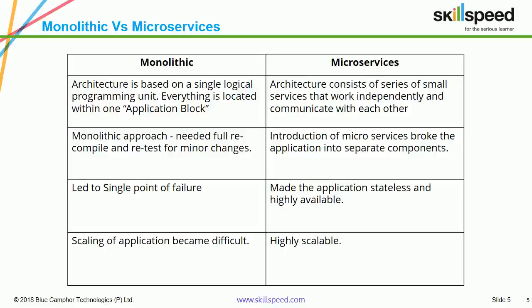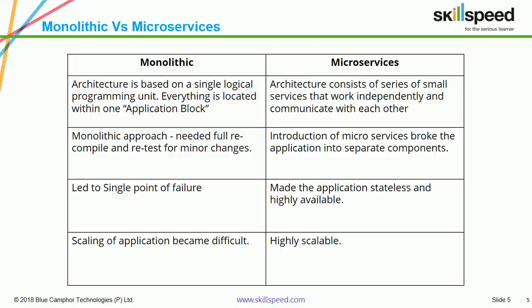And yes, we have spoken about this, that scaling of application becomes difficult because even minor changes take a lot more effort in monolithic applications. Whereas in microservices, it is highly scalable. In microservices architecture, you have individual services talking to each other. So that is the reason it is highly scalable. You can scale up or scale down a single service without touching or manipulating the other ones.